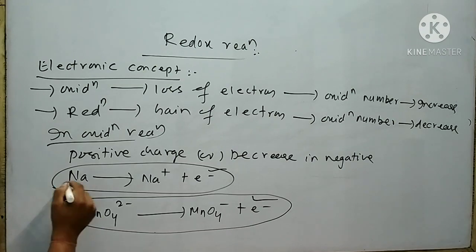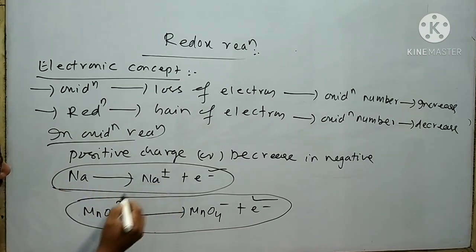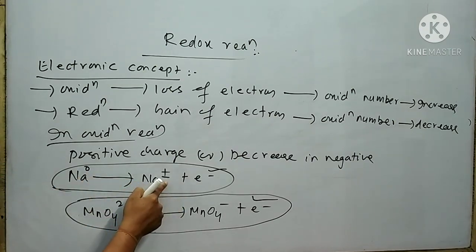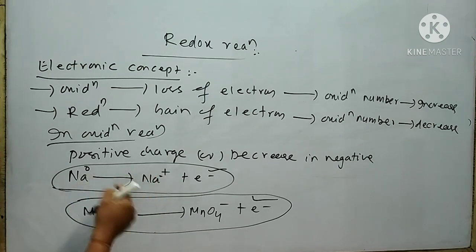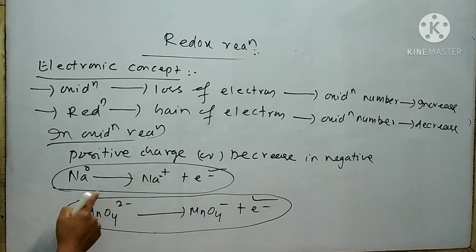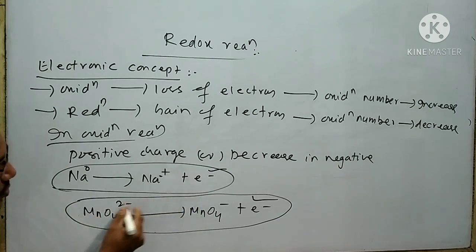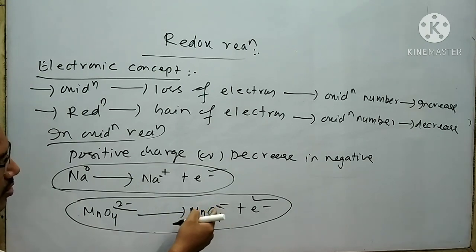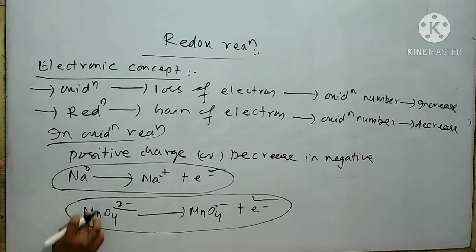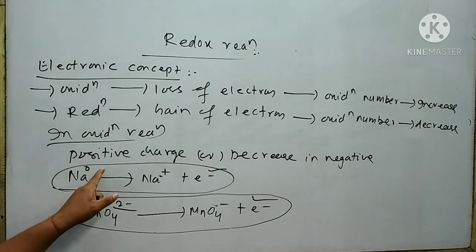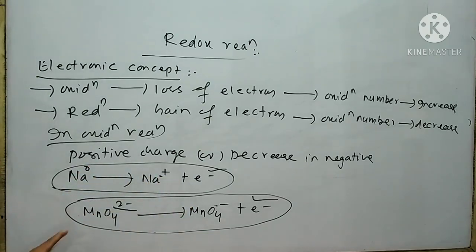But in this case, the positive charge increases. Here the charge is 0, but here the charge is plus. So there is an increase in the positive charge. That means this reaction belongs to oxidation reaction. But in this case, what happens? The negative charge decreases. Here a 2- ion is present, here -1 is present. That means there is a decrease in the negative charge. That's why in oxidation reaction, the positive charge increases, while the negative charge decreases.